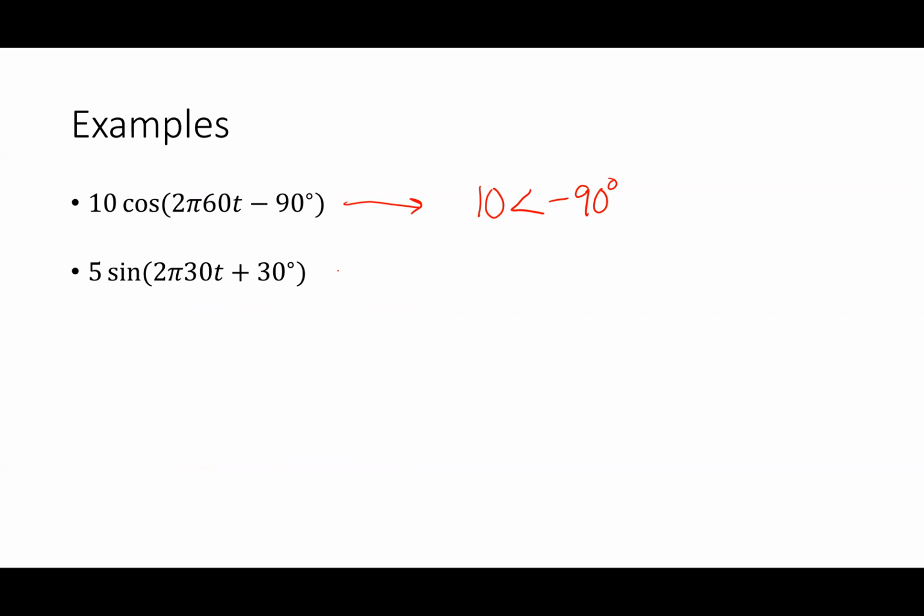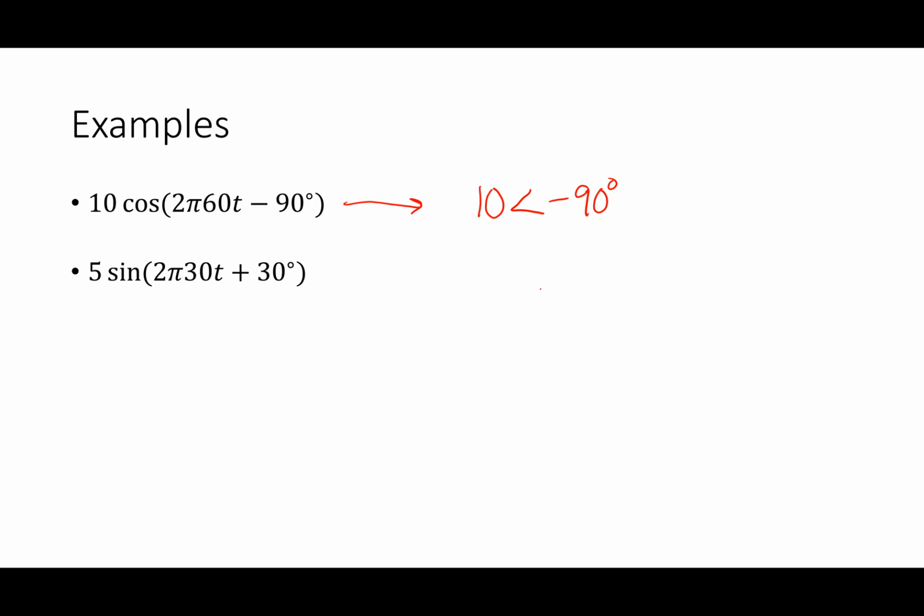This is where it gets tricky. If it's sine, I always have to convert that to a cosine. Some people might have looked at that and said 5 angle 30 degrees. That's not right. I have to convert sine to a cosine, and I can do that. We're going to do that on Wednesday. I'm going to stop there for today.